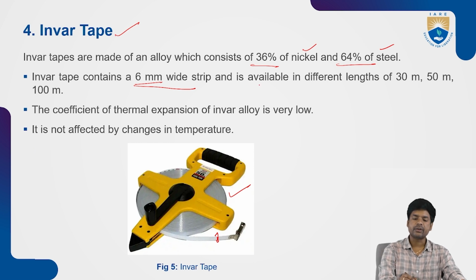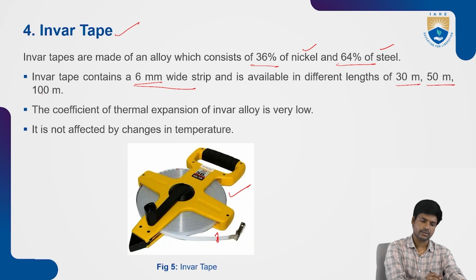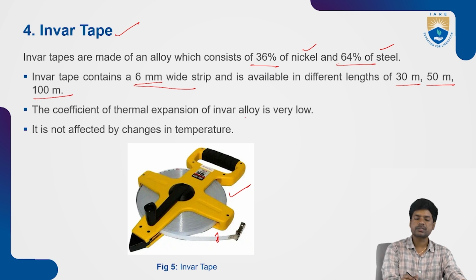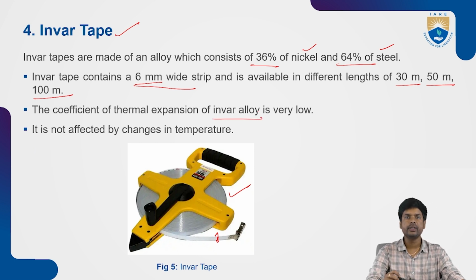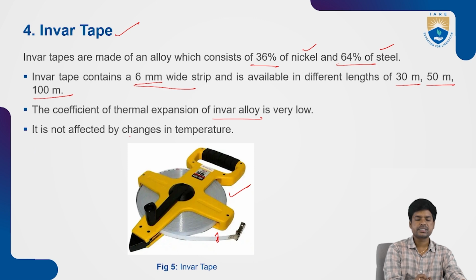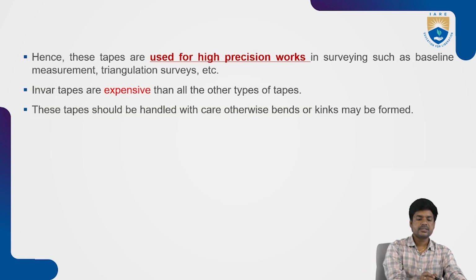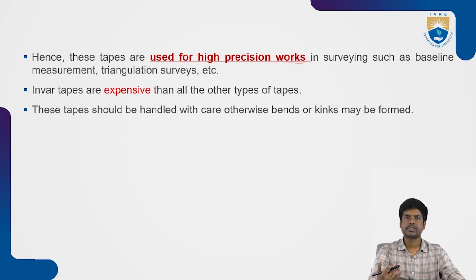It is available in different lengths such as 30 meters, 50 meters, and 100 meters. These are the three different lengths, and the coefficient of thermal expansion of invar alloy is very low. When it is exposed to high temperatures, the expansion will be very low compared to other metals, and it is not affected by changes in temperature. Hence these tapes are used for high precision works because the errors in these tapes are very small and there is no expansion in this tape.